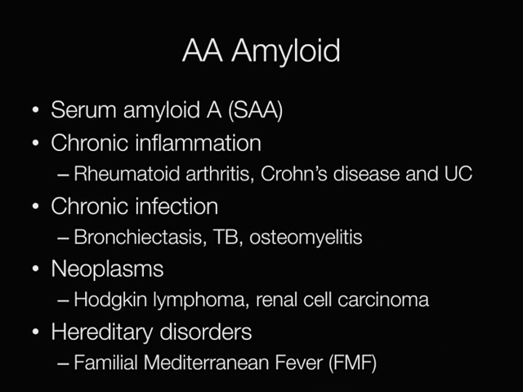Inflammatory conditions associated with AA amyloid include rheumatoid arthritis, Crohn's disease, ulcerative colitis, bronchiectasis, TB, and osteomyelitis. There are, however, some neoplasms that may produce AA amyloid. These include Hodgkin lymphoma and renal cell carcinoma. Another cause of AA amyloid is a hereditary disorder called familial Mediterranean fever, or FMF.